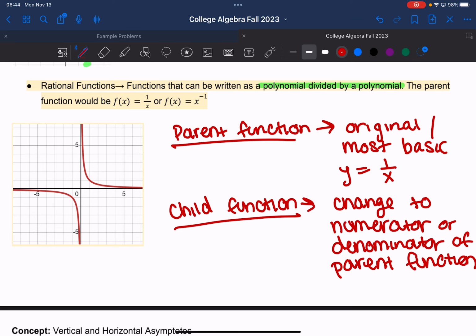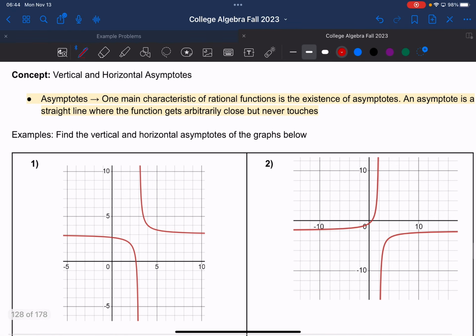Looking at a rational function, y is equal to 1 over x, this is what that function looks like. It looks like we almost have two quadratics going in opposite directions. From these rational functions, we are able to find vertical and horizontal asymptotes. An asymptote is one main characteristic of a rational function. An asymptote is a straight line where the function gets very close but never touches. That's the important part here: the function gets close but never touches.